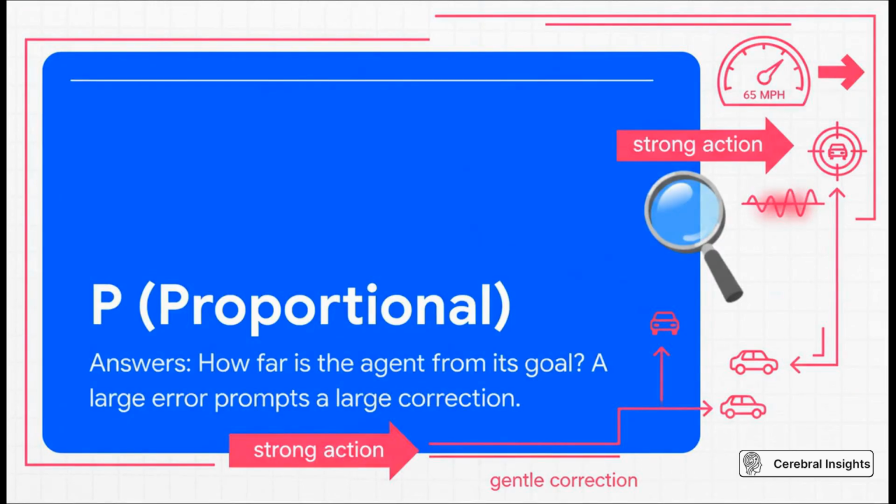Okay, so let's break that down. First up is P for proportional. This part just answers one simple question. How far away from the goal are we right now? Think about your car's cruise control. If you set it to 65 miles per hour, but you're currently going 50, well, that's a big error. So the proportional component takes a big, strong action. It slams on the accelerator. But if you're going 64, the error is tiny, so the correction is just a gentle little tap. It's the immediate proportional reaction to the current size of the error.